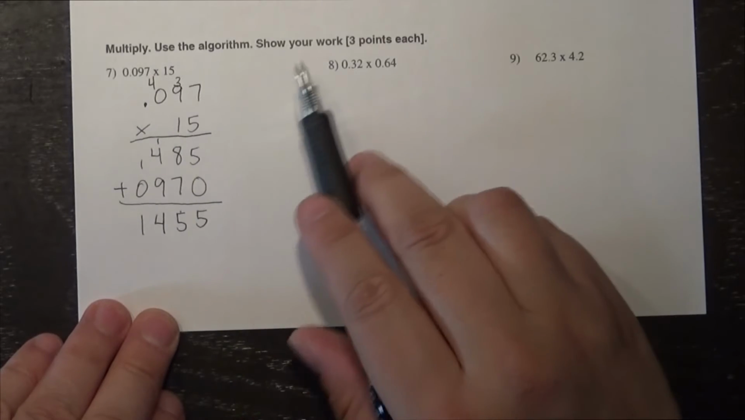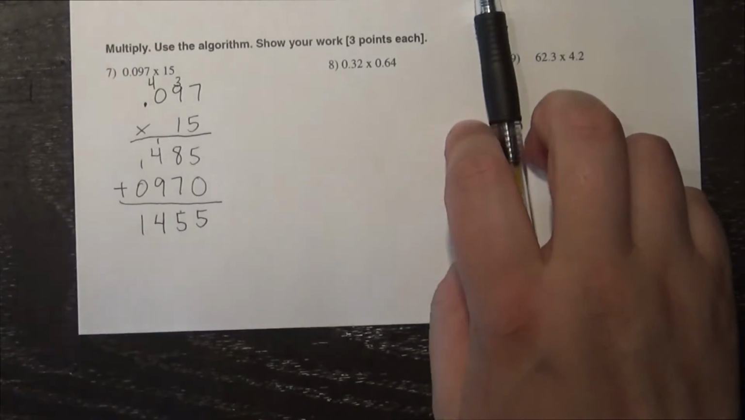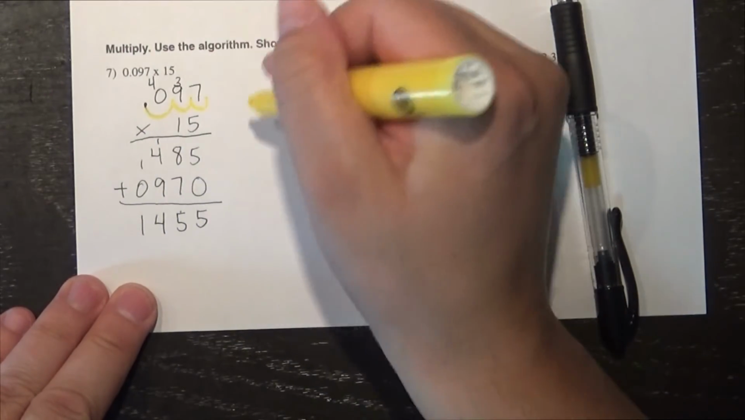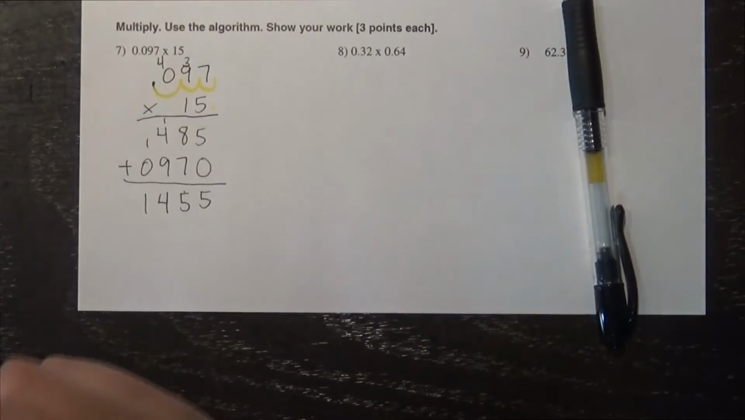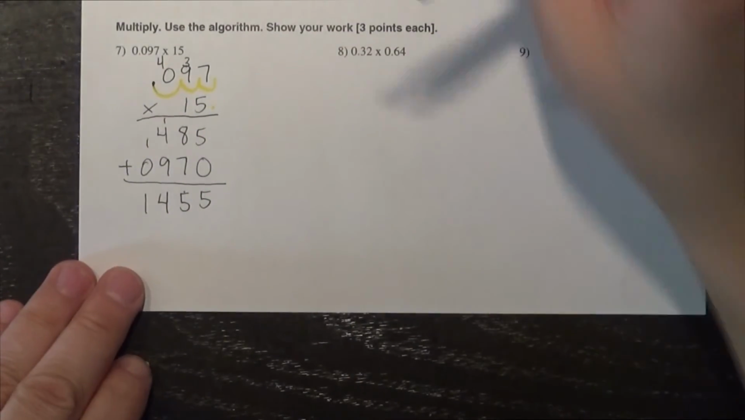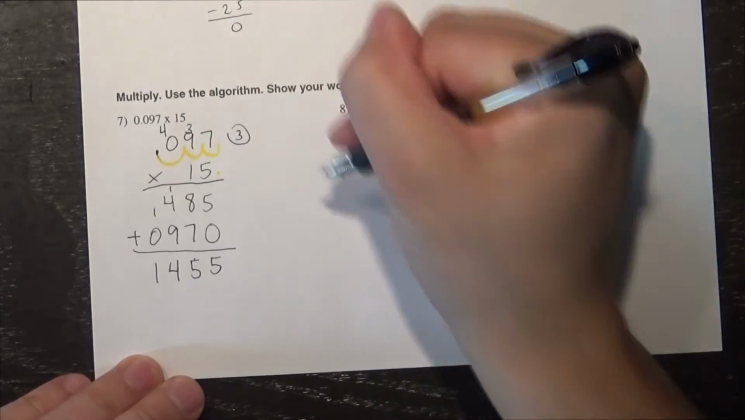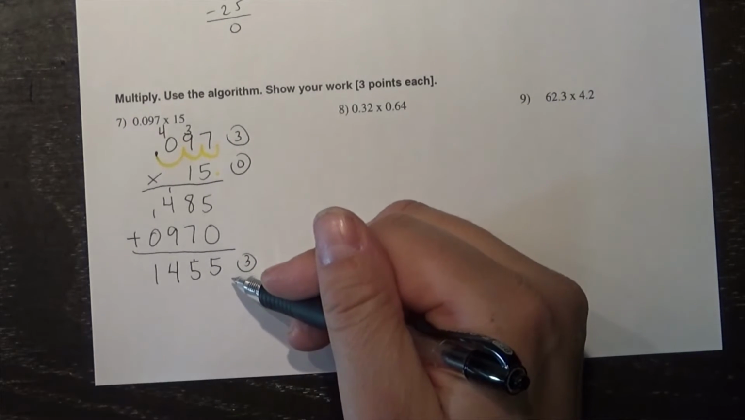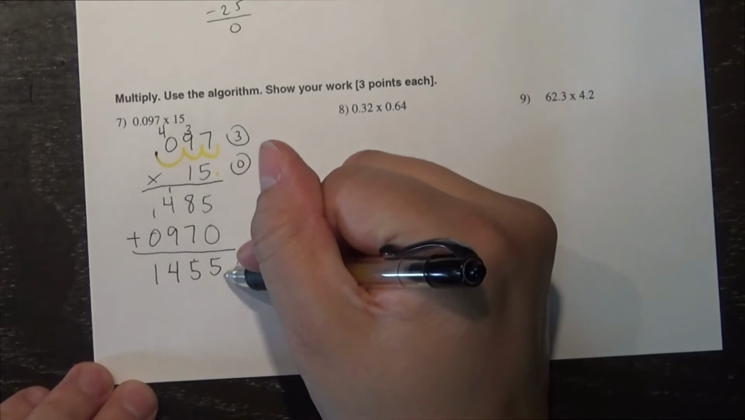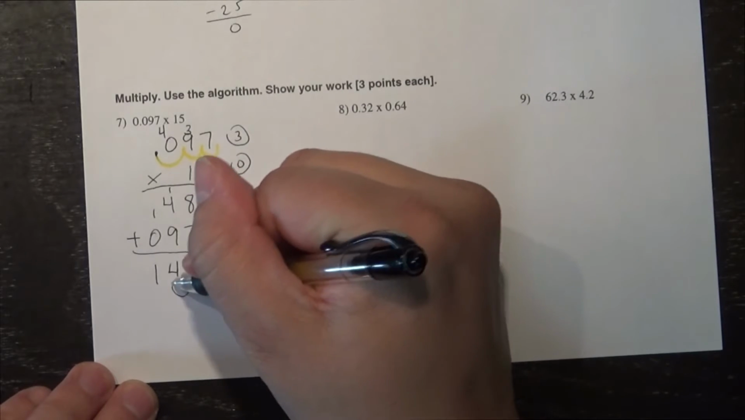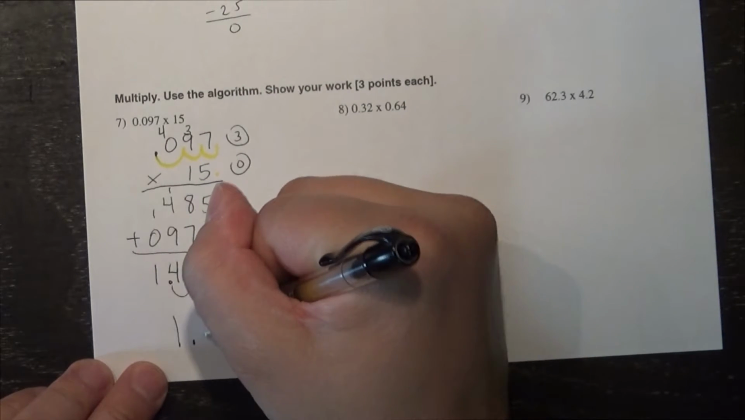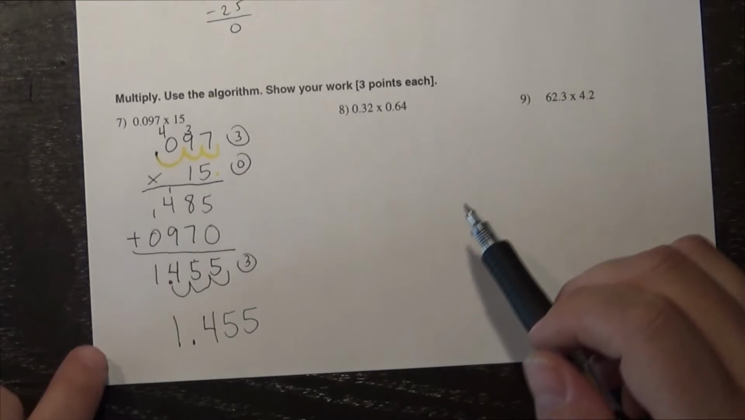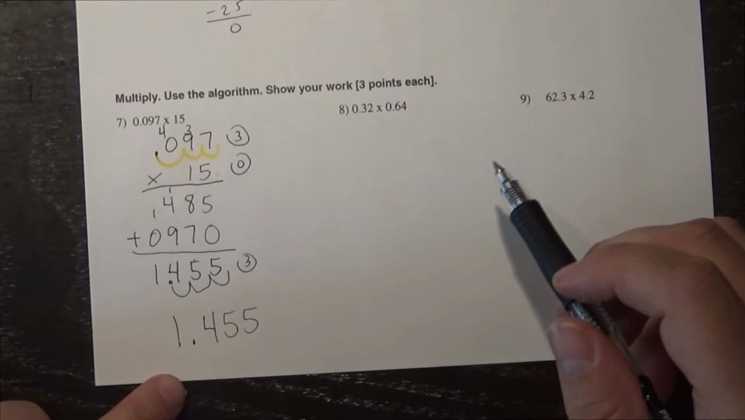I need to look back at my decimal moves. I don't know if this highlighter will show up, but I want to try it out. We'll see what happens. So I have 1, 2, 3 moves there, and 0 moves here. I can't really tell if that's showing up or not, but you get the idea. There are 3 moves in my first factor, 0 moves in my second factor. That means I need to move the decimal here from the right side 3 times. So 1, 2, 3. My final answer then is 1 and 455 thousandths. Very different than 1,455. That decimal point matters.